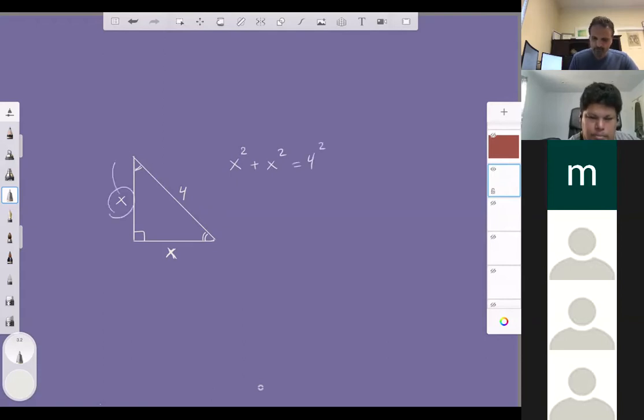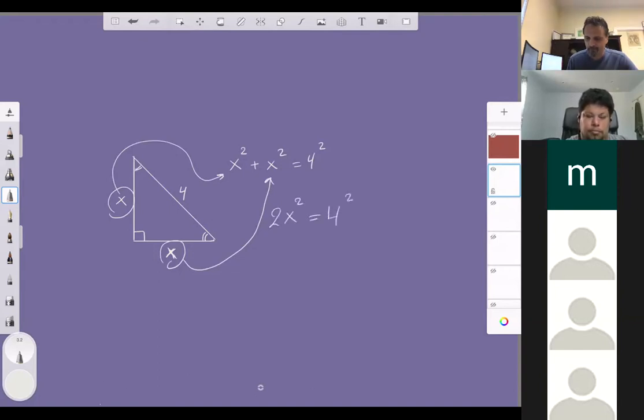So this is x, that's one of the legs. There's another x, one of the legs of the right triangle. X squared plus x squared equal to 2x squared equal to 4 squared. We have 2x squared equal to 16. X squared equal to 16 divided by 2 equal to 8. So x squared equal to 8, then x will be radical 8, which is 2 root 2.